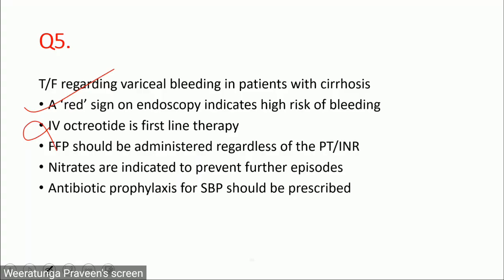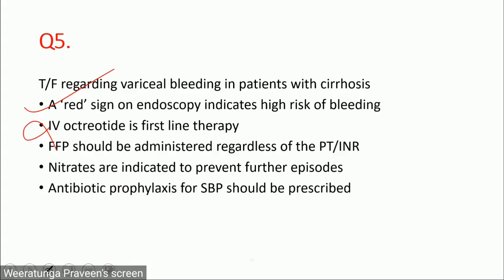So don't just blindly give FFP in patients who have variceal bleeding. Look at the INR and give it, right? Because remember that the clotting is very complicated in these patients. The clotting balance between bleeding and thrombosis is very delicate in patients with cirrhosis, because when the liver fails, they lose clotting factors and anti-clotting factors at the same time. So you have to be very, very careful when you're giving these clotting products.